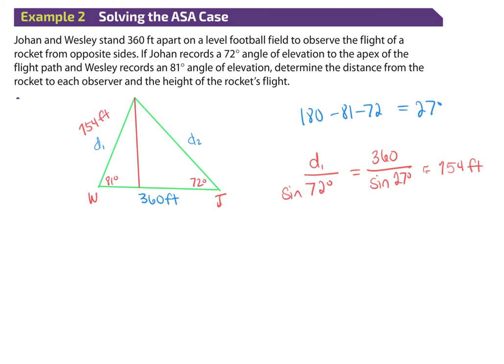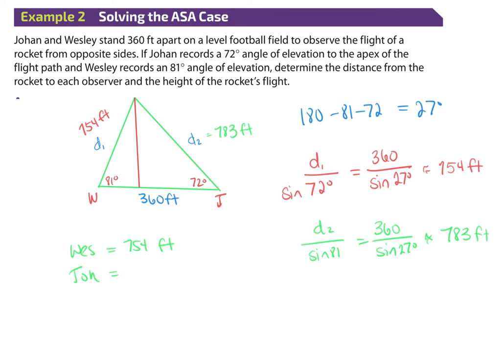Okay. And I'll do the same thing for distance 2. Distance 2 over the sine of 81 equals that same 360 over the sine of 27. When I multiply across, I'm going to get approximately 783 feet. So that's how far the two are apart. So that means Wesley is 754 feet from the apex of the rocket. Johann is approximately 783 feet from the apex of the rocket.